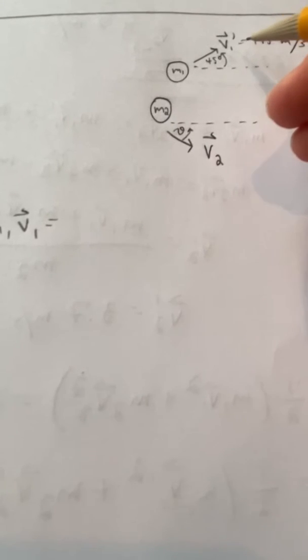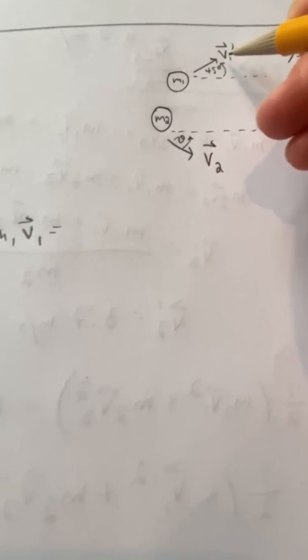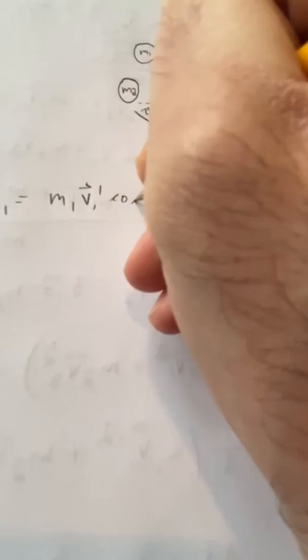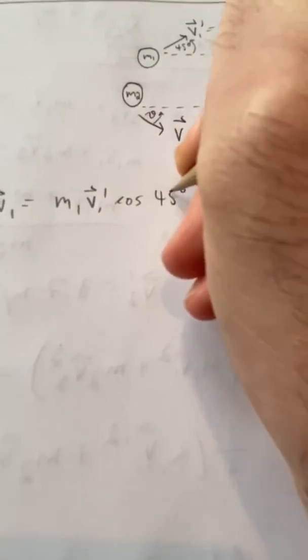For instance, the x momentum of this is going to be this mass times this velocity times the cosine of this angle here, because we only want to consider the x velocity. The x velocity is the only velocity that contributes to x momentum. So we're going to have m1 v1 prime times the cosine of 45 degrees.